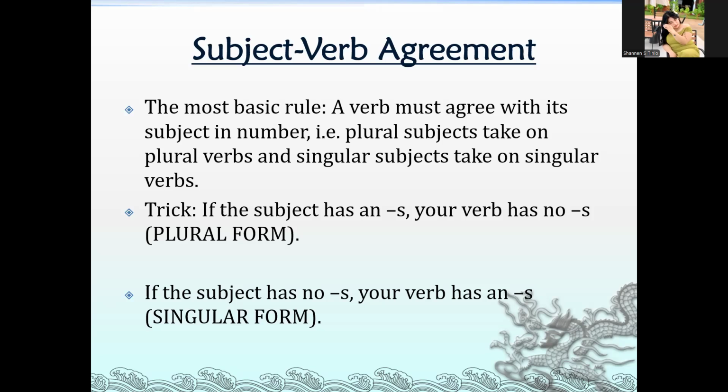Okay, do you understand it, guys? The kittens drink milk. That's what you call subject-verb agreement. You have to always make sure that your subject agrees with your verb.